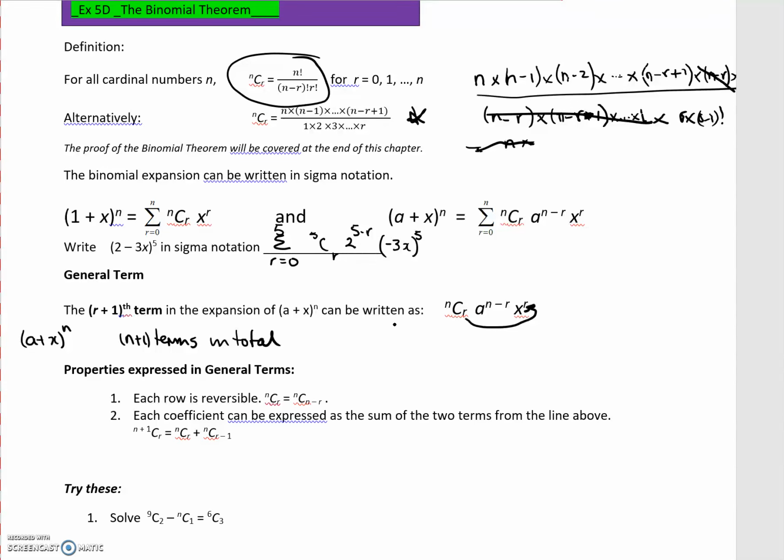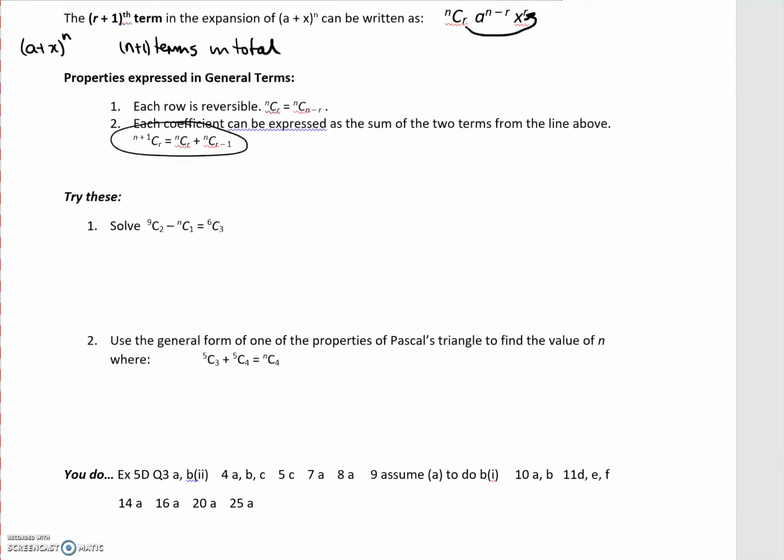Some other properties to be aware of, which we proved in a previous exercise, is that nCr is nC(n minus r), that it's reversible, and this property as well. Okay, let's have a look at a couple of examples.